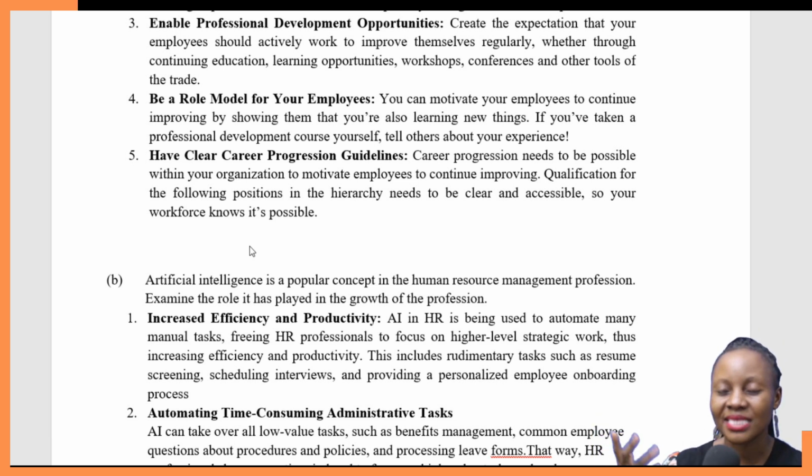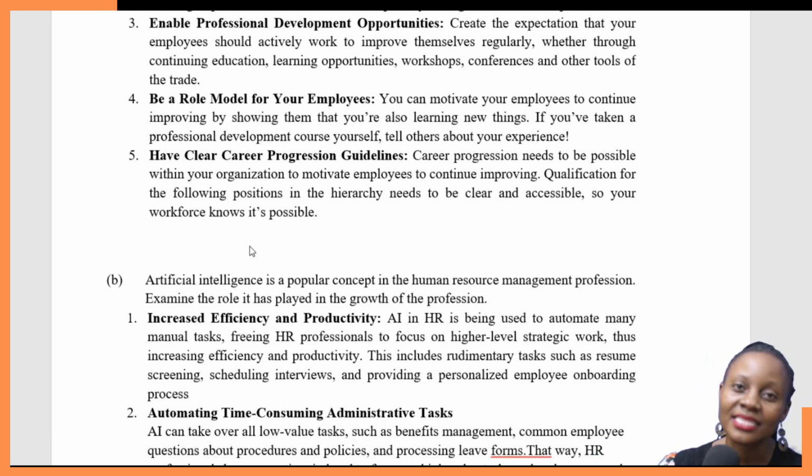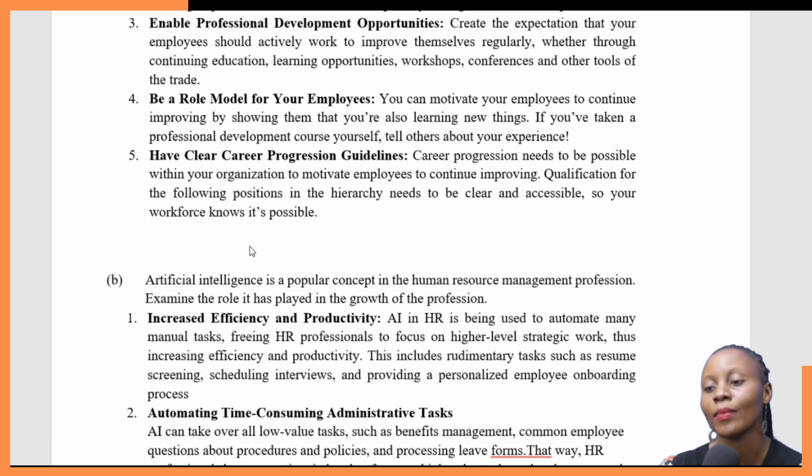So how is this intelligence enabling growth of human resource? Number 1, it has increased efficiency and productivity. Yes, because remember, we've said it is accurate, it saves time, and basically does things without wastage. So because of that, you get to see that most of the operations, most of the activities within HR are really improving as a result of AI. And if they're improving, that means performance and productivity will be on another level as a result of using artificial intelligence in human resource.